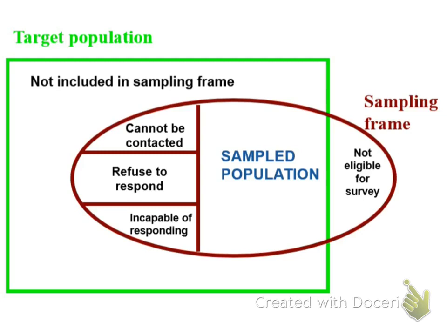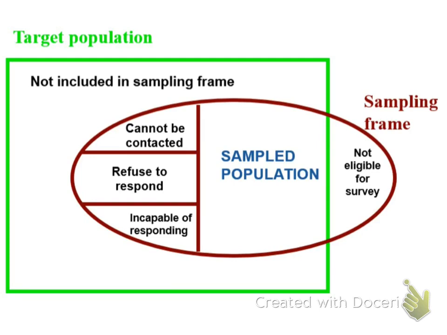Then I've got this other brown oval, which is my actual sampling frame. And so within the sampling frame, there is a whole bunch of different people. Now, some of these people are in my target population, some of them are not.